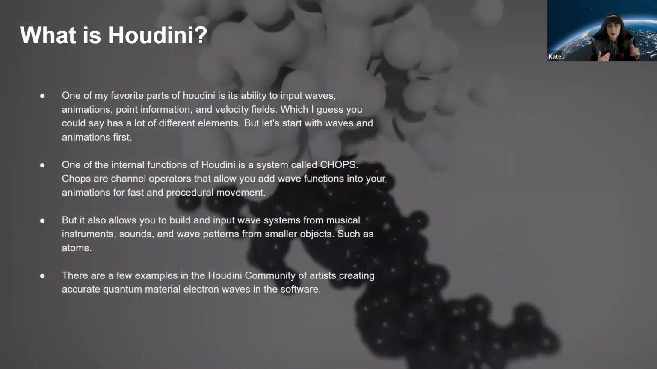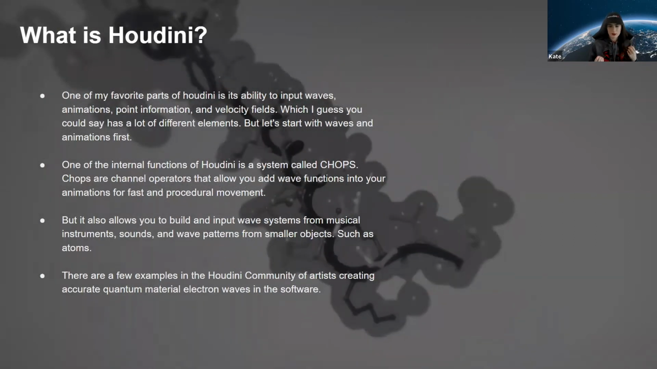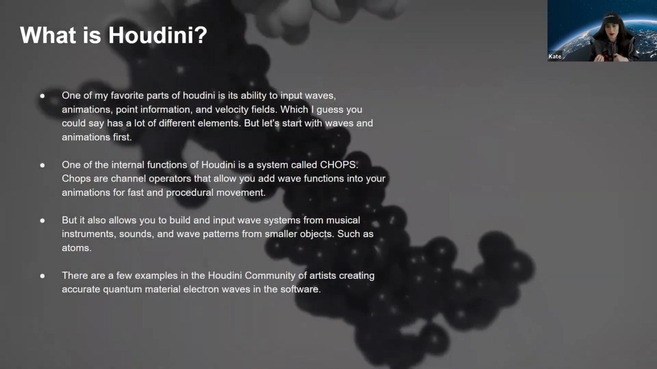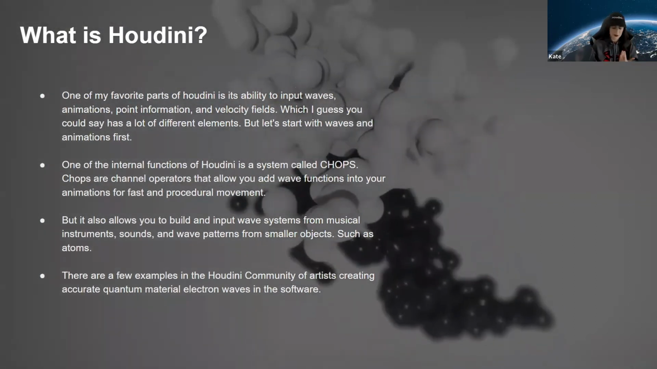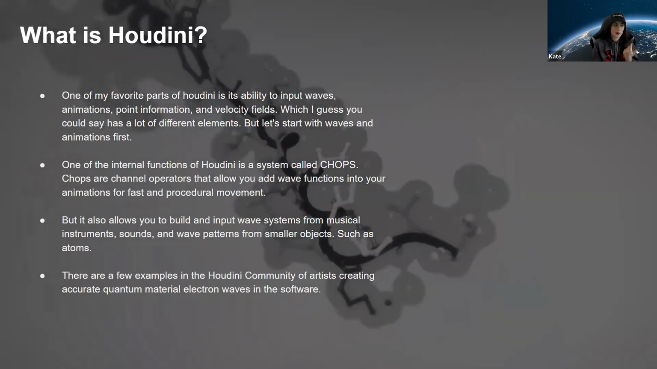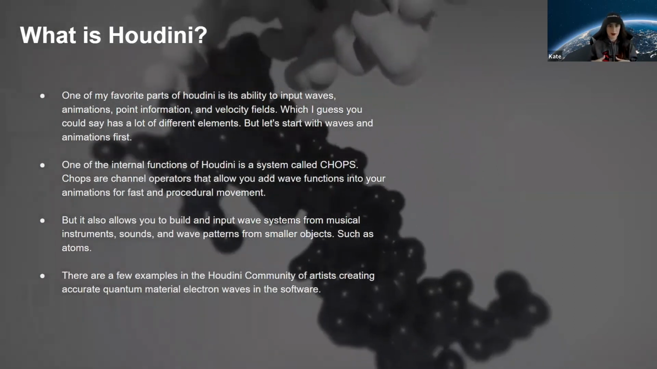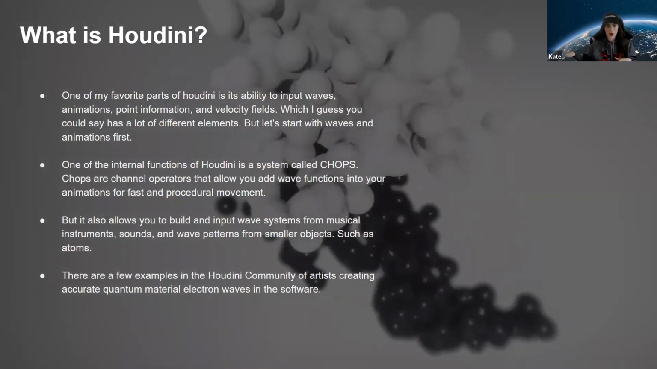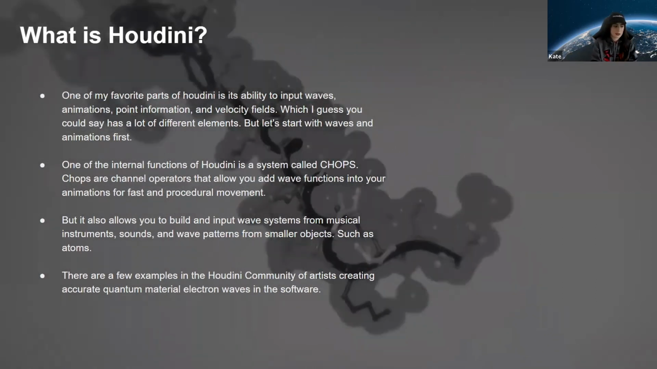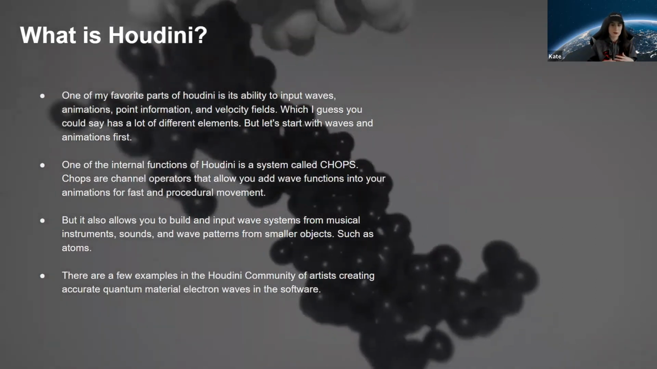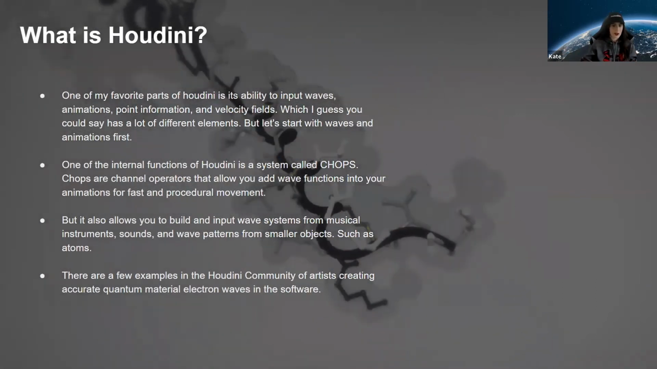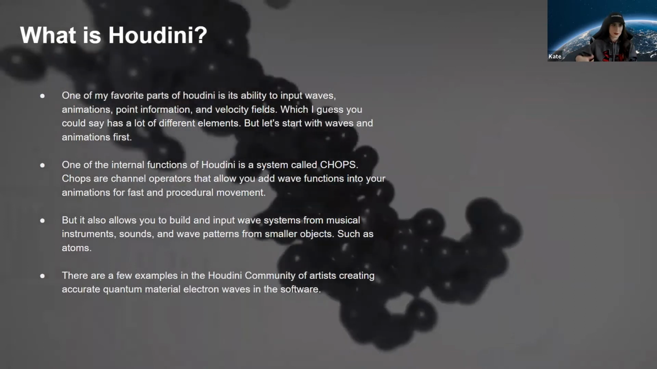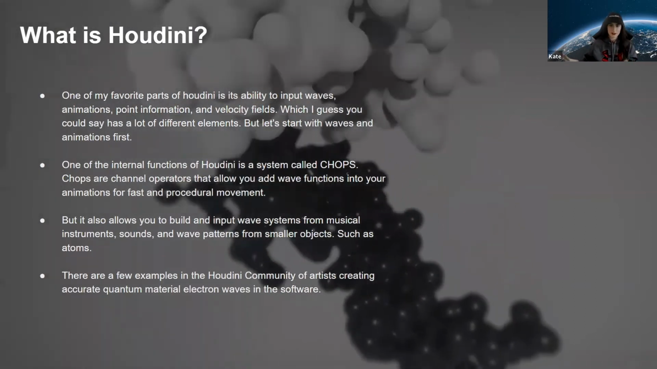So CHOPs is really useful because not only can you import wave functions into the software, but you can also animate something in the software and export it as a wave function through CHOPs. There are other tool sets, particularly the Houdini musical tool set, that allow you to animate, let's say, a bouncing ball in the software, and then output that as a musical sound through Houdini, which is mind-blowing.